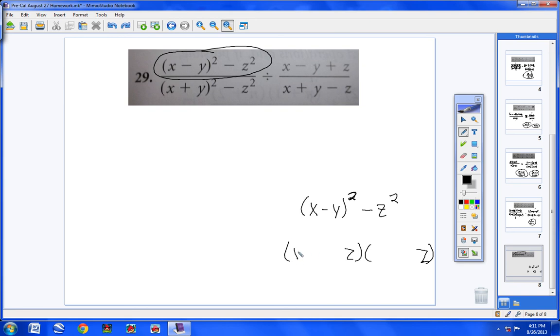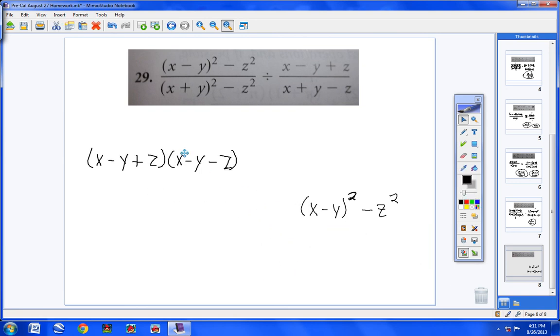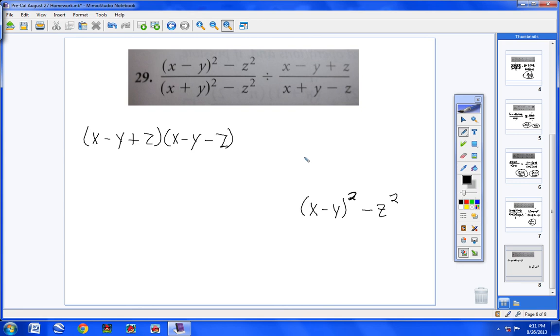So I'm going to go ahead and put x minus y, x minus y. Don't forget to make one z positive and one z negative. And there, you did it. So this whole numerator that's circled up here, I'm erasing it now, that whole numerator now factors down to this right here. So I'm going to drag this over here, and that now is the top part of that fraction. Now, maybe you can try the denominator on your own.